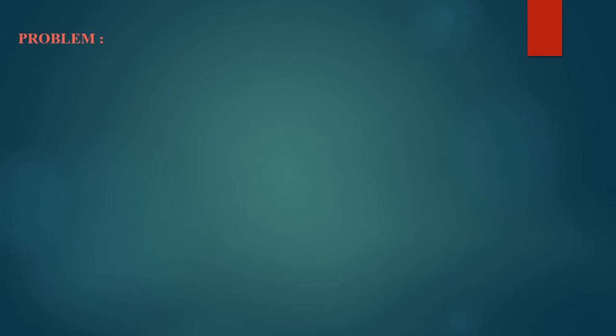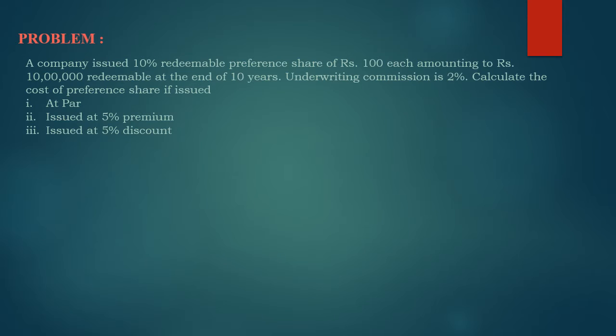Now I am going to give you a numerical example, and by this numerical example we can clearly understand the calculation process of this cost of preference share which is redeemable. There are three situations: at par, at 5% premium and at 5% discount. The total amount of preference share is 10 lakh, and it is issued at 10% dividend, and the life of the preference share is 10 years. Underwriting commission is 2%. By this information, we have to calculate the cost of preference share. So now I am starting the solution.